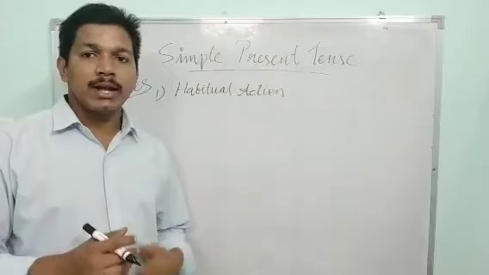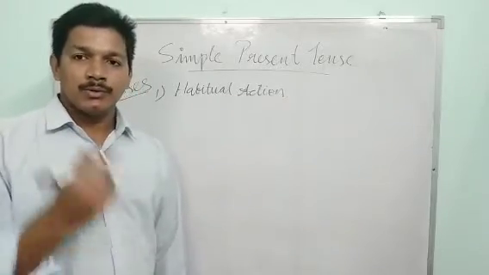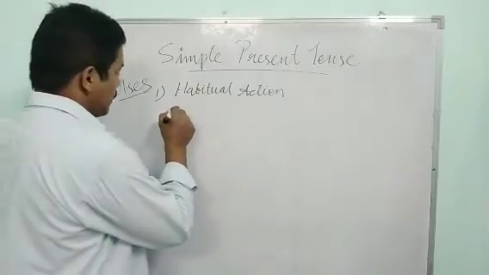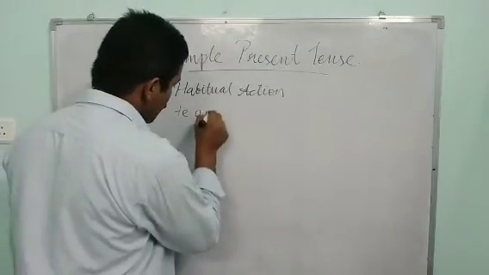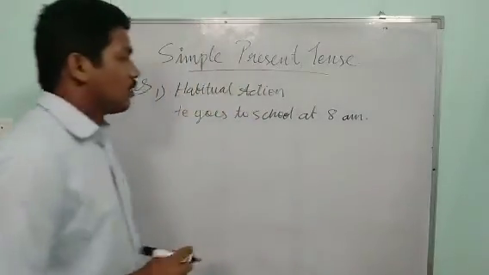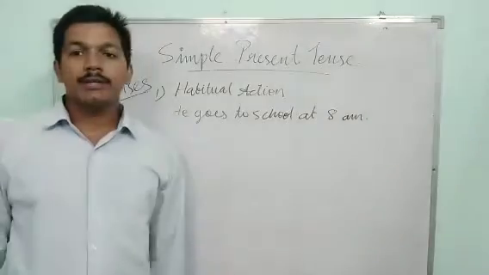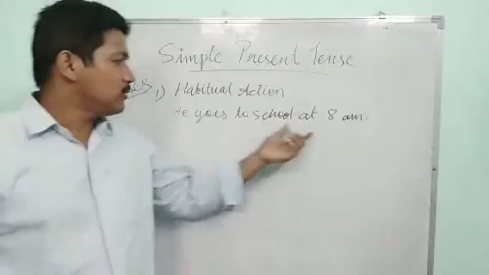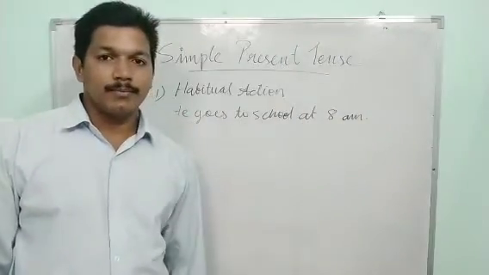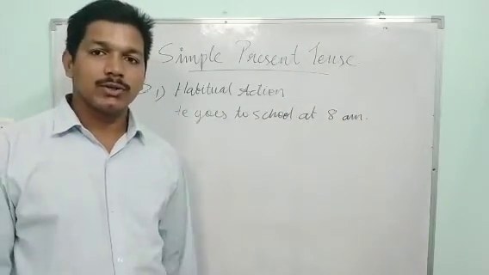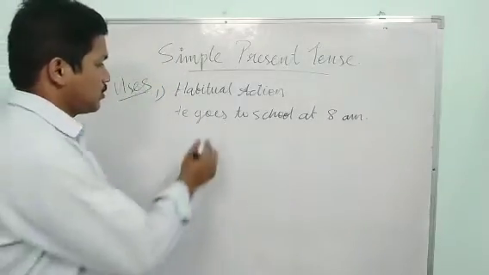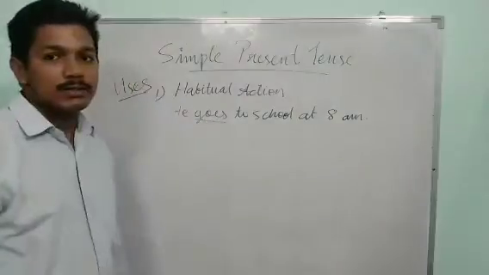Anything that we are doing in a repeated form. For example, he goes to school at 8 a.m. Every day he gets up and goes to school at 8 a.m. Every day he is going, so we use "goes". This is used in the simple present tense.